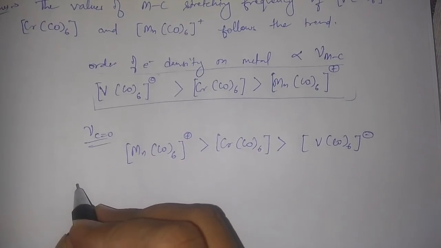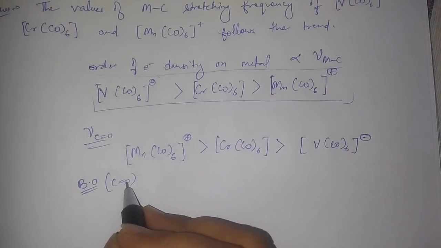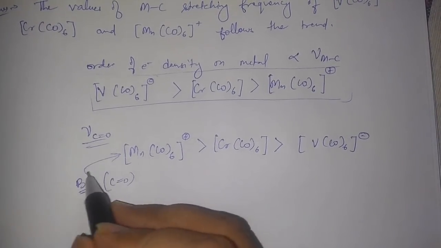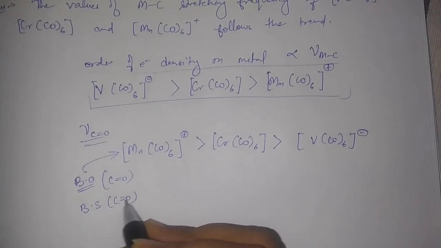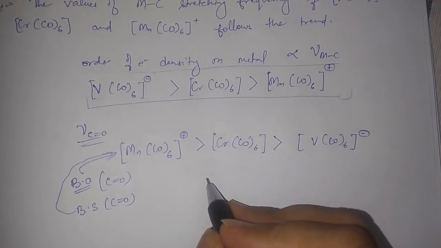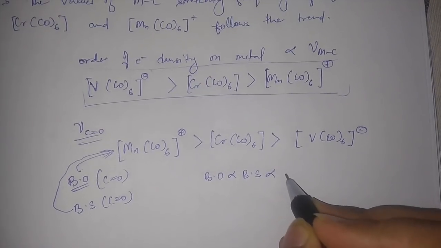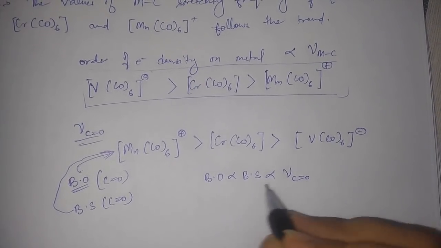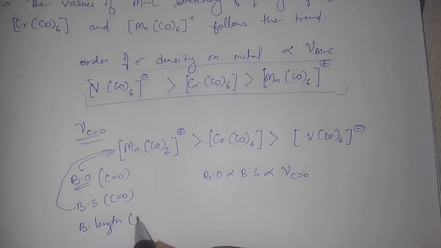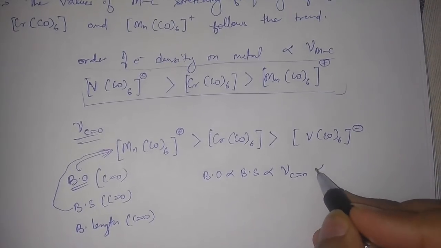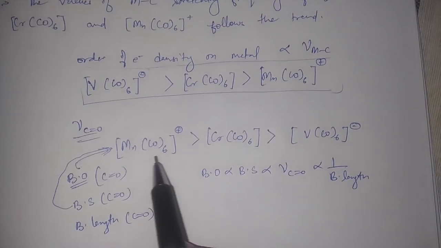So let's see the order of bond order for CO. Okay, the bond order for the CO ligand, or C double bond O bond order, will have the same trend. Now if I ask you about the bond strength of the carbon oxygen bond, that will also be the same, because this bond order is directly proportional to bond strength and is directly proportional to frequency. All right, so all these things are directly proportional. But if I ask about bond length, then the order will be different, because it is inversely proportional to bond length. Okay, so the bond length order will be the reverse of it.